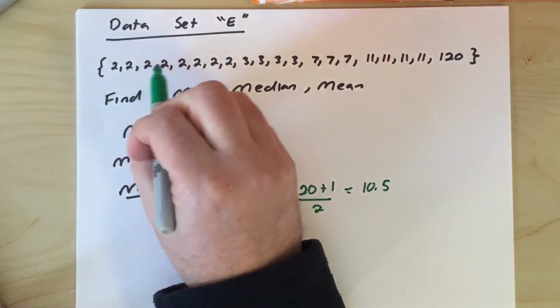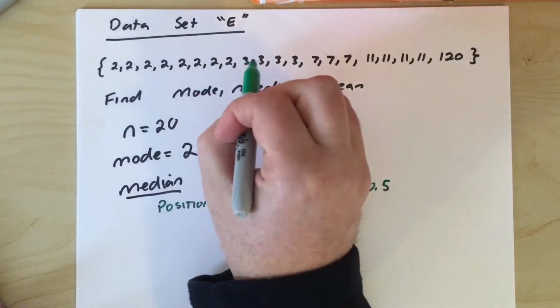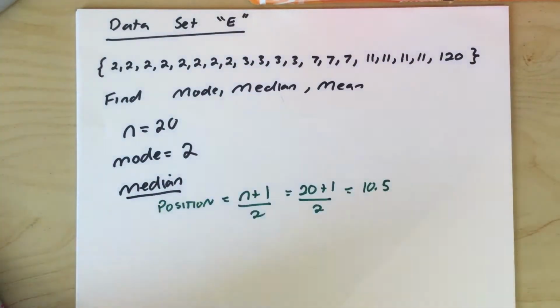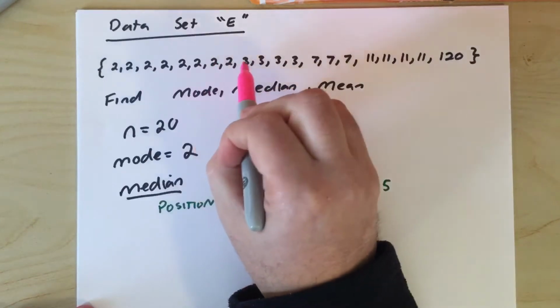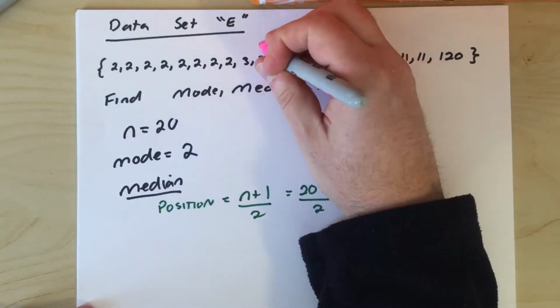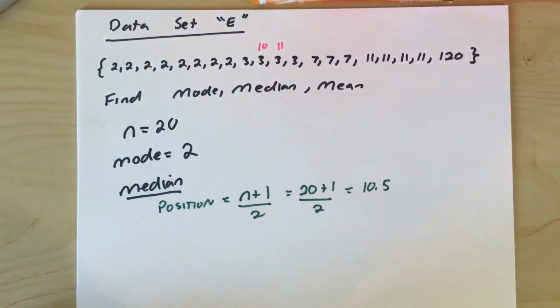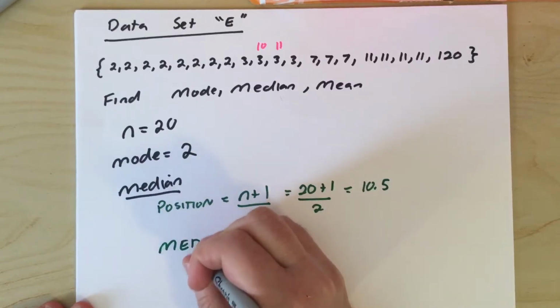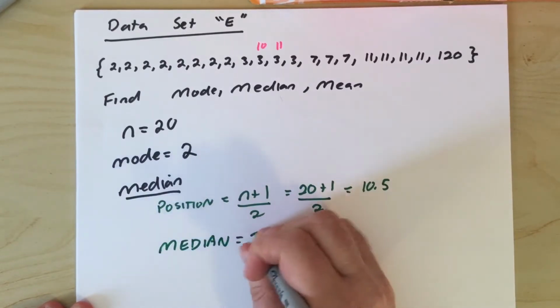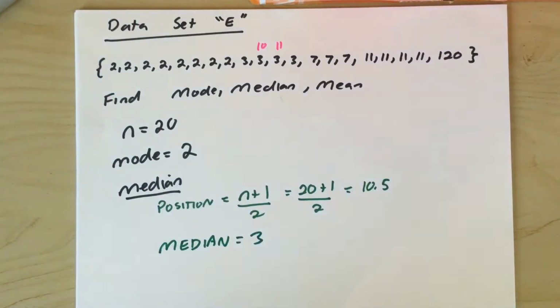So we have 1, 2, 3, 4, 5, 6, 7, 8, 9, 10, and 11. I lost count. 1, 2, 3, 4, 5, 6, 7, 8, 9. So this is the 10th number, and that's the 11th number. And so what we're going to do is take the average of two numbers, the average of 3 and 3. Well, that's not very exciting, but the average of 3 and 3 is 3, so the actual median is going to be 3.